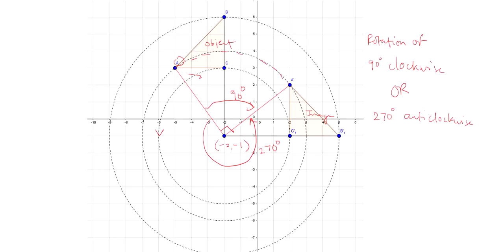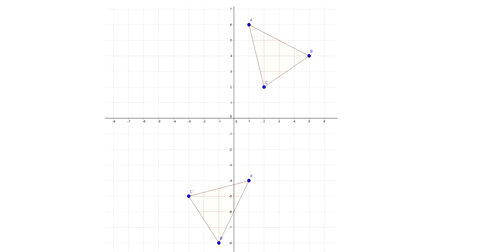So let's look at another type of question they can ask. In the examination, they can give you an object and an image. So this is our object here, and this is our image. And a typical question is to describe the transformation first of all.